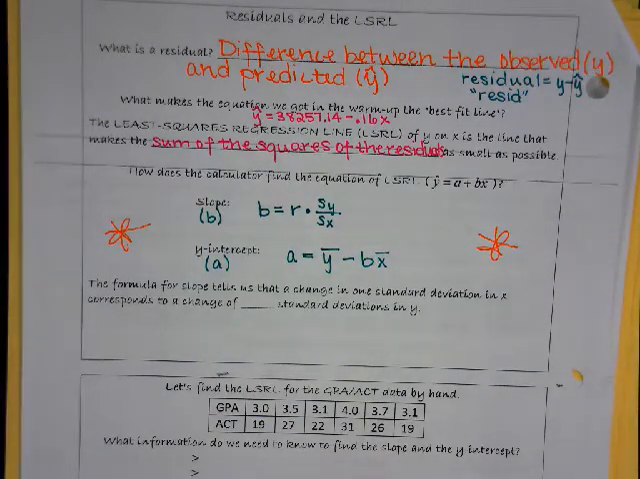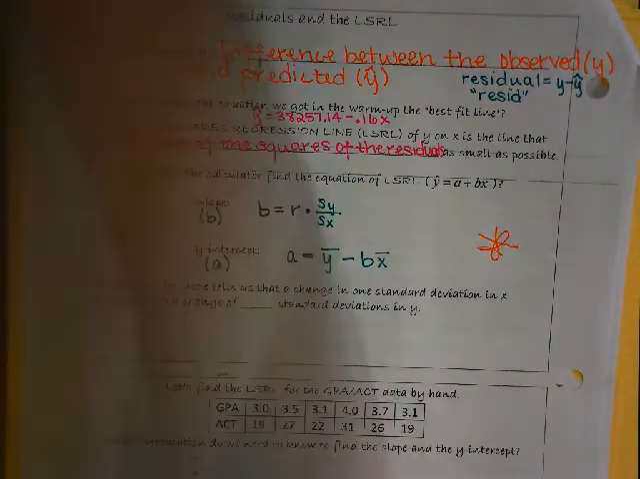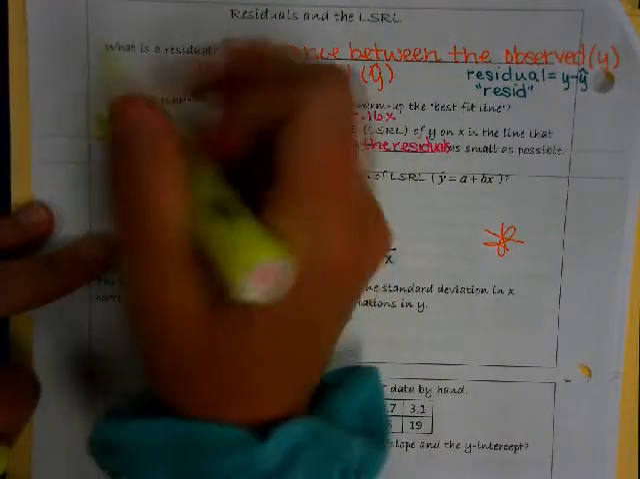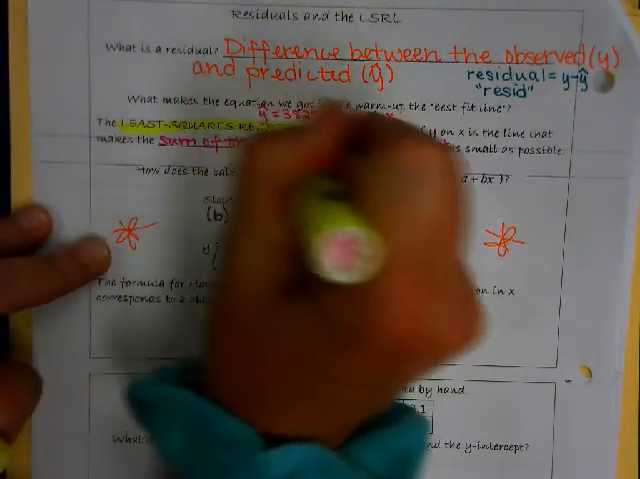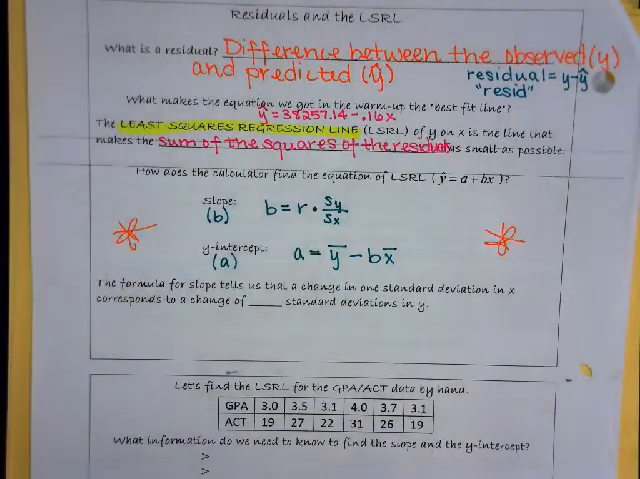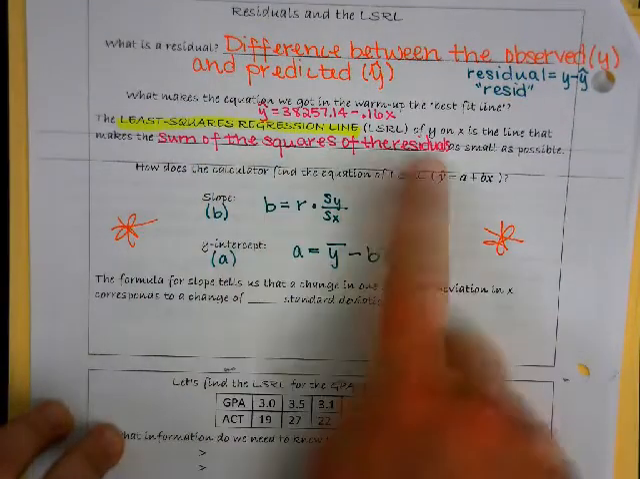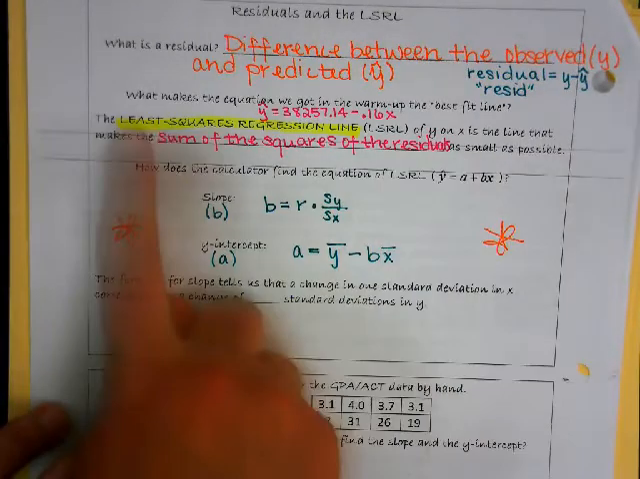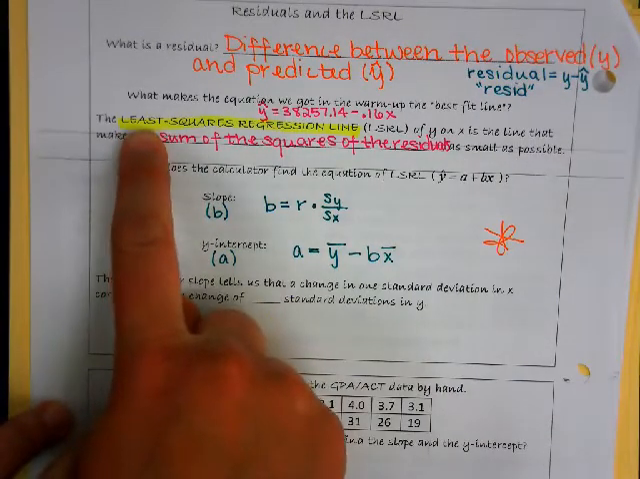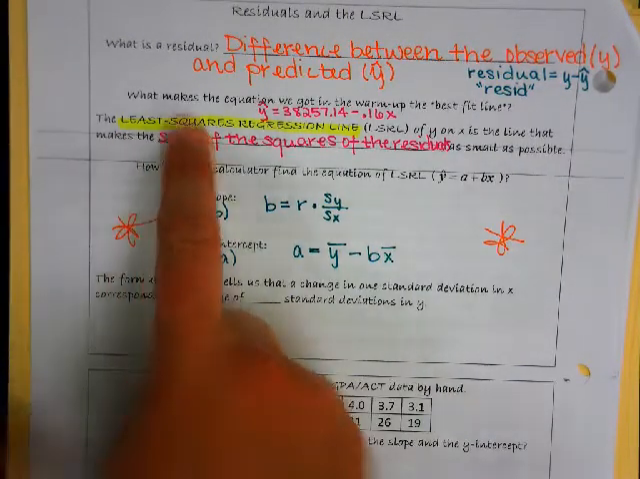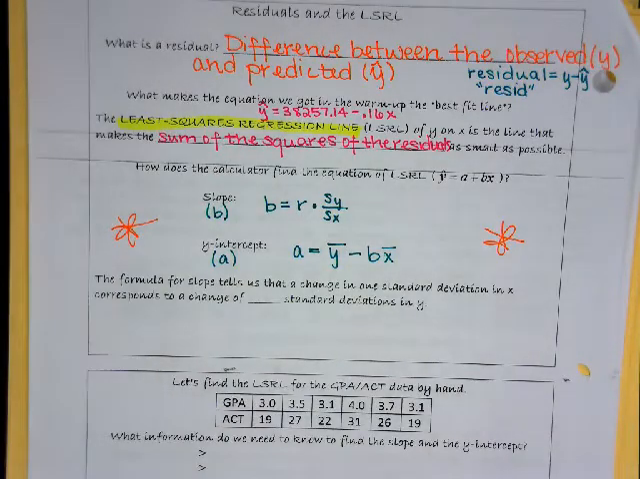What does LSRL stand for? Least squares regression line. Put it right here. Because the regression line the calculator gives you makes the sum of the squares of the residuals as small as possible. So we're making the least of the squares. That's how they abbreviate it. Any other questions?